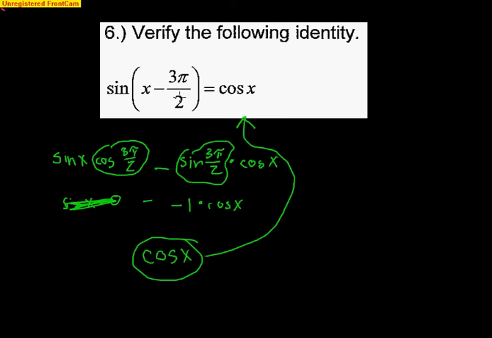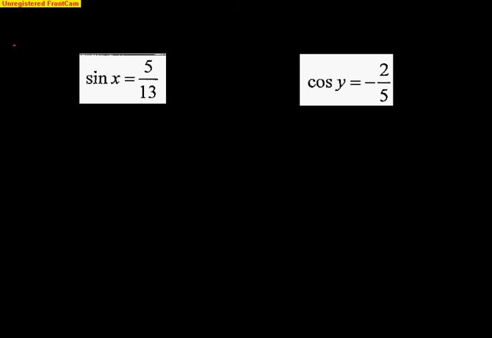All right, last thing we want to do here, this is like an ultimate problem. I really like these types of problems. And this is where we have two different things. We have sine of x, remember, x is an angle, is 5/13. Cosine of y, y is an angle, is negative 2/5. Now remember, they did tell us that x is in quadrant 2, right here. And they did tell us that y is in quadrant 3, right here.